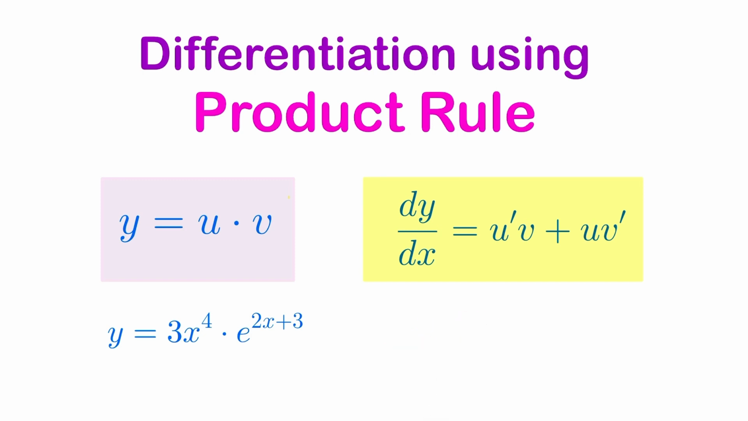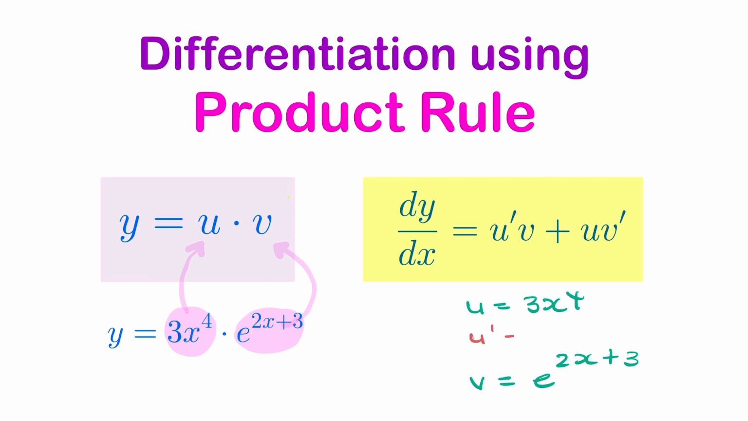So our first term we would consider to be u, and the second term to be v, and it doesn't matter which one is u and which one is v. So my first task is to differentiate each of those. So if I say u equals 3x to the power 4 and v is the exponential, then I can differentiate both.